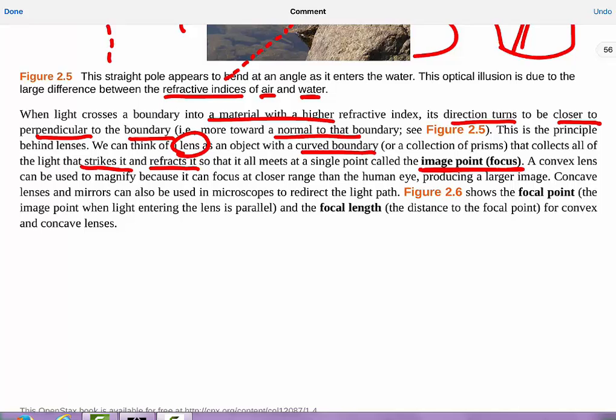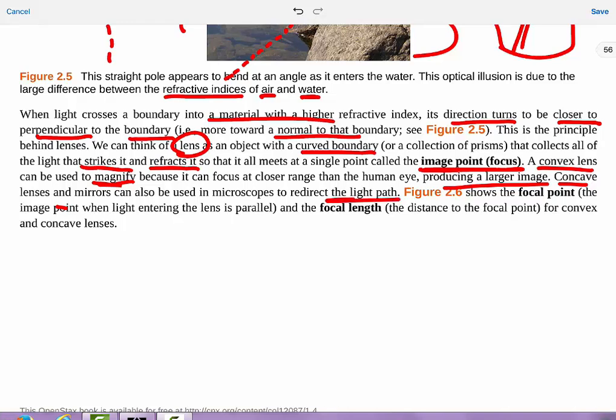Not quite to the next point, so we'll finish this up here. So a convex lens here can be used to magnify because it can focus at closer range than the human eye. Therefore, it produces a larger image. So we're going to look at an example in a moment here, a diagram, but concave lenses and mirrors can also be used in microscopes to redirect the light path.